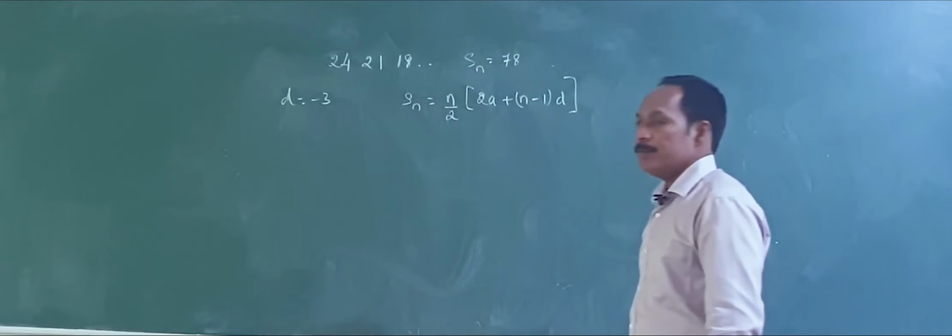So they've given Sn, their sum is 78. How many terms are taken to get the sum of 78? We can do it using this, very simple. Sn is equal to the formula as usual: n by 2 into 2a plus n minus 1 into d. Substitute what we have. We can find the common difference d. d will be minus 3, so 21 minus 24 and 18 minus 21, that will be minus 3.